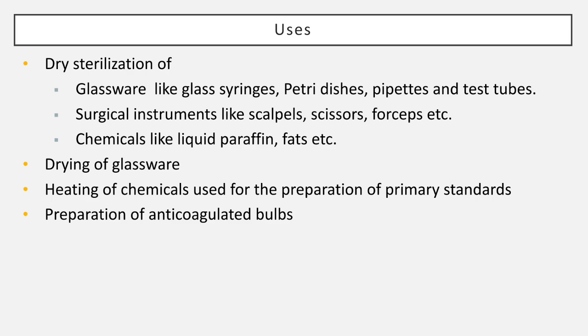So, anticoagulated bulbs means, for collection of anticoagulated blood, we add the anticoagulant in liquid form and make it dry. Then those test tubes we use to collect the blood, in order to collect the anticoagulated blood. So those are anticoagulated bulbs.